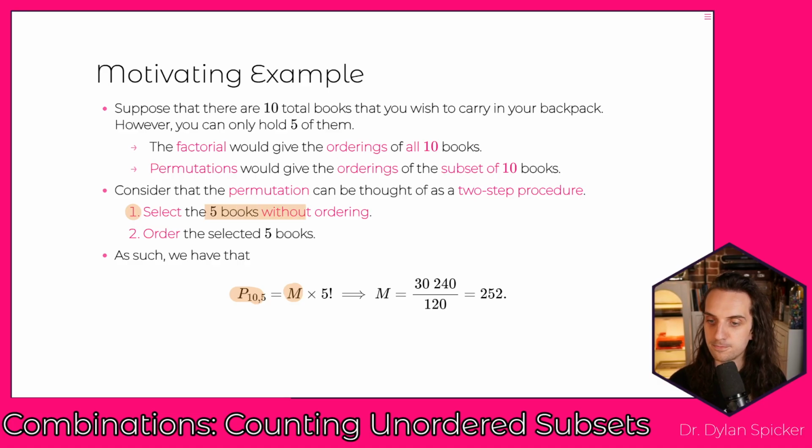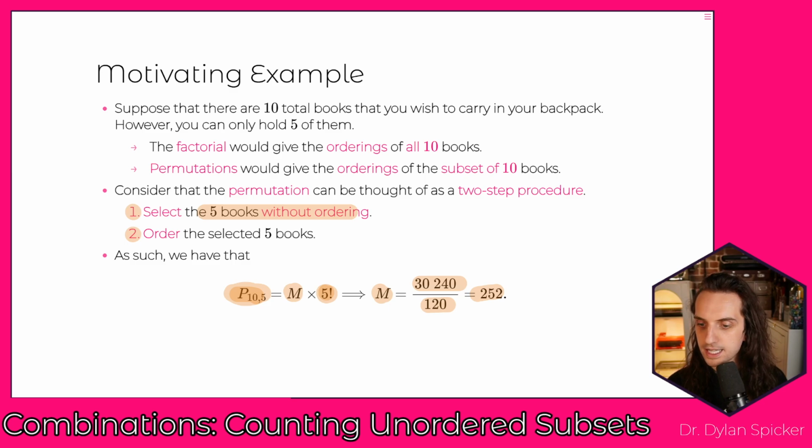We want to select 5 books without ordering. There are 5 factorial ways of ordering the 5 books that we've selected, right? And so what we can say, therefore, is that m has to be the permutations divided by 5 factorial. And we worked out the permutations to be 30,240. 5 factorial is 120, which means that m has to be 252.